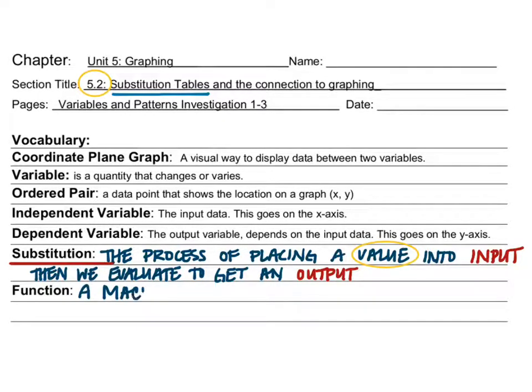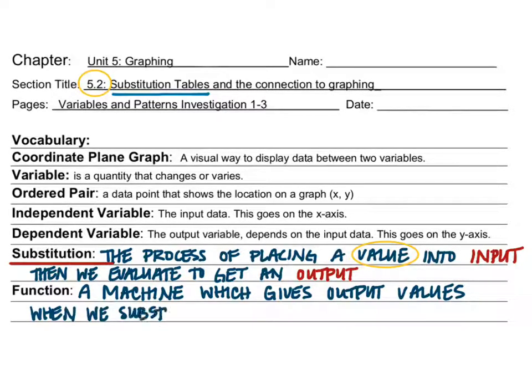And we will be working with functions, and functions are a machine that gives us the output values when we substitute values for the input. So the substitution process really helps us when we're working with a function, because it's this machine that we're working with in order to get the output for each and every one of our inputs.